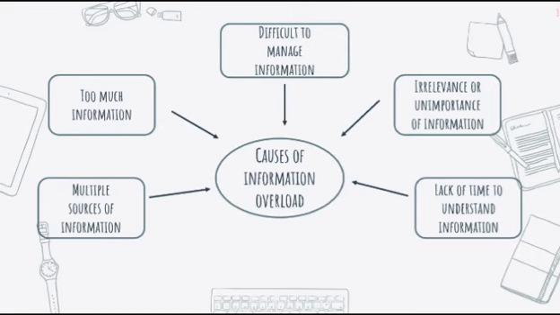So in this diagram, you can see the causes of information overload. The first one is the multiple sources of information. Second is too much information. Third is difficult to manage information. Fourth is irrelevance or unimportance of information. And lastly, lack of time to understand the information. So these five are the causes of information overload.